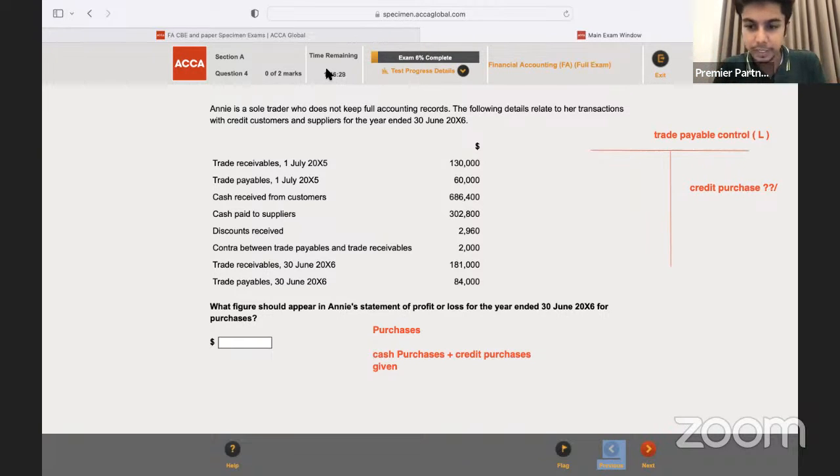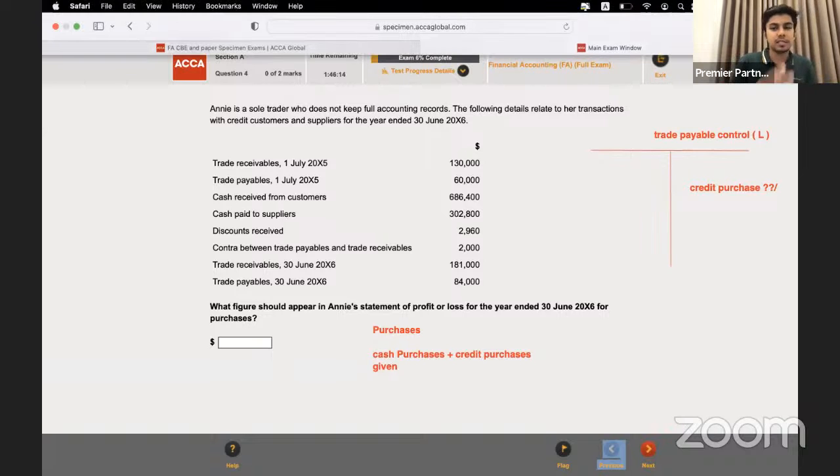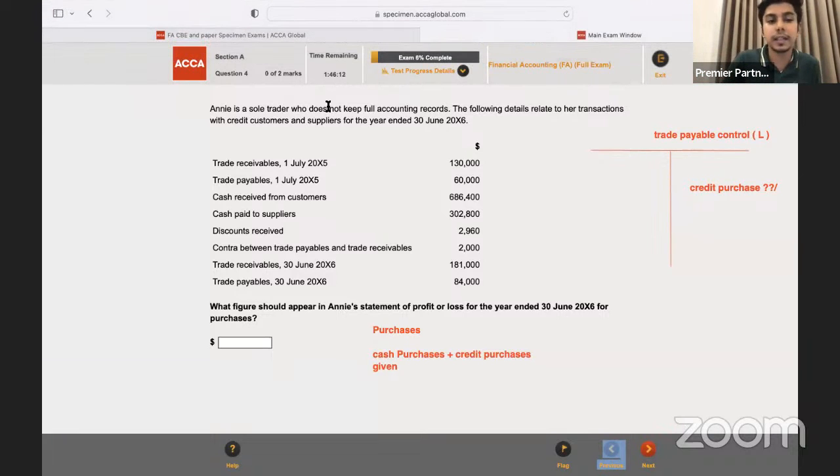Okay, right. Let me check on that answer what you sent. I think it should be okay. Now remember in this question, when we go through and see, there is nothing called a cash purchase. Now, this is cash received from customer. That's something else. That's cash received from trade receivable. Cash paid to supplier, that's also not there.